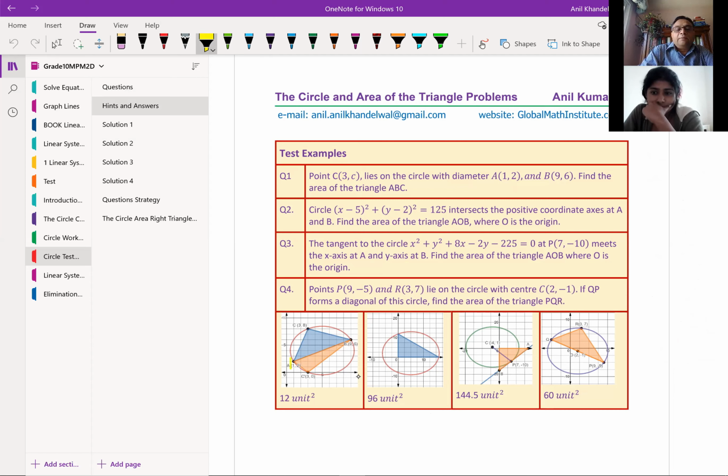So we are given the diameter, which is point A and B. As you can see, this line in between is the diameter. We are given the x value of point C. First thing to note here is that there is a possibility of two triangles to be formed.